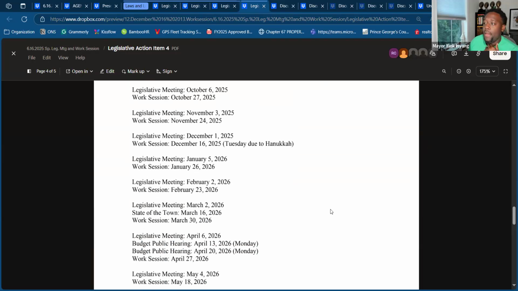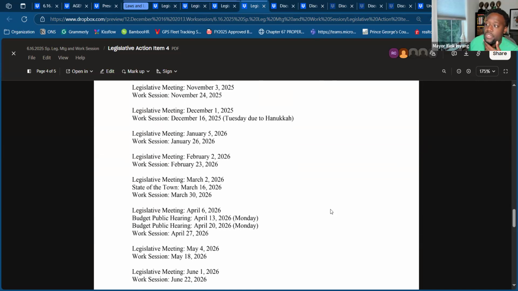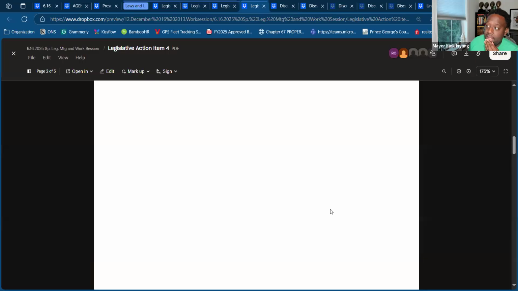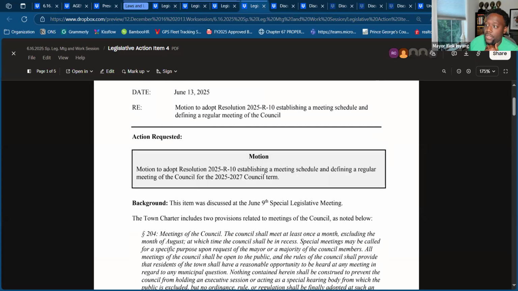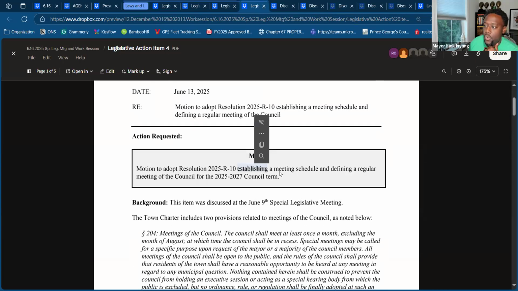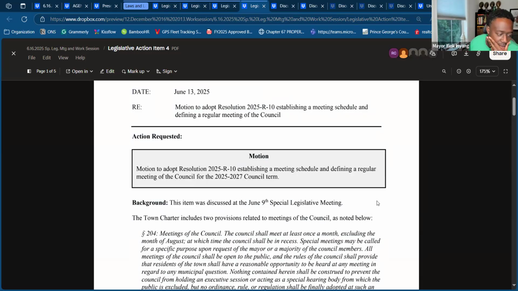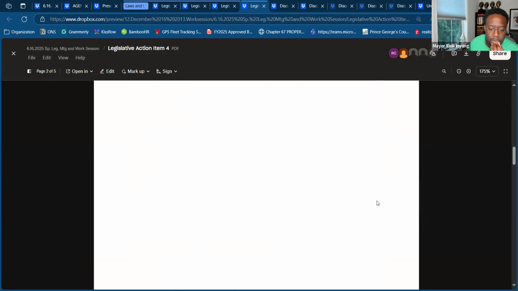How about if there's a motion on this and a second, then we can discuss. Is there a motion on this to approve the Resolution 25R10 establishing a meeting schedule and defining a regular meeting of the council for the 2025 to 2027 council term? So moved. Seconded. Motion by Councilmember Pho, seconded by Councilmember Worsnott. Is there any discussion on this motion?